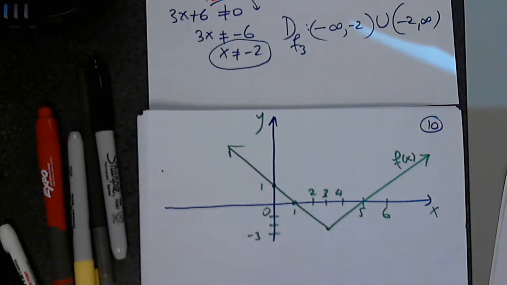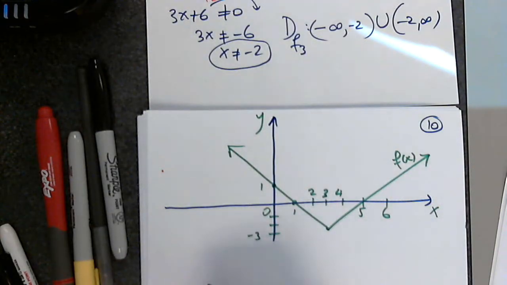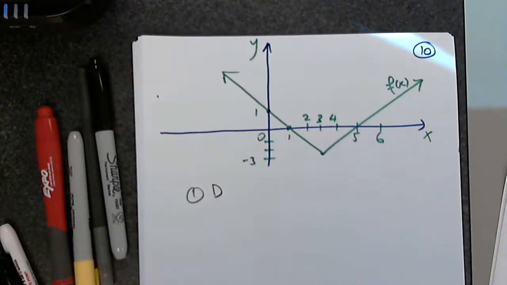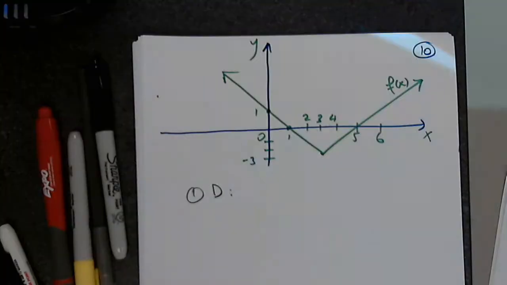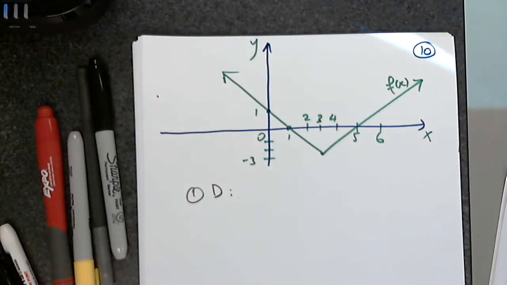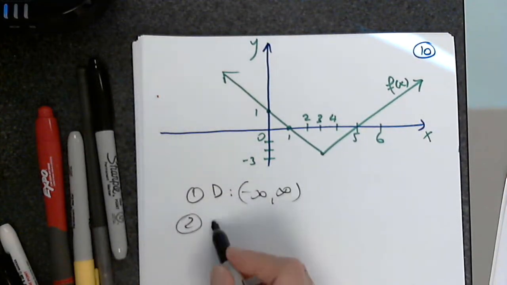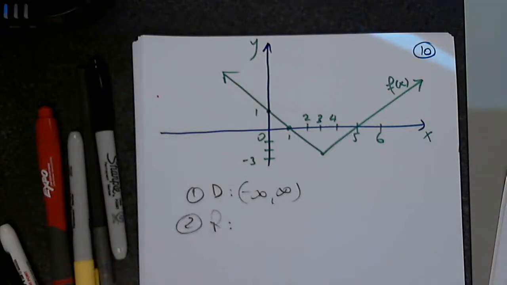Now I would like you to tell me what is the domain of this function. First question, domain. Right, because the function goes on forever. Very good. 2, I want you to give me the range. So the domain is on the x-axis from the leftmost point to the rightmost point. The range is on the y-axis from the lowest y value to the highest or the largest y value.